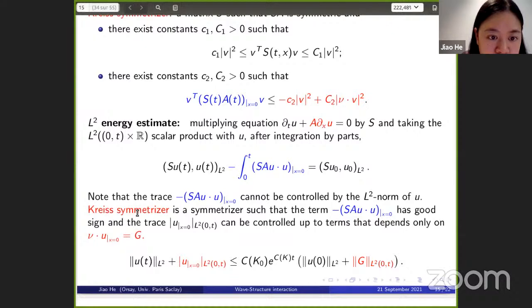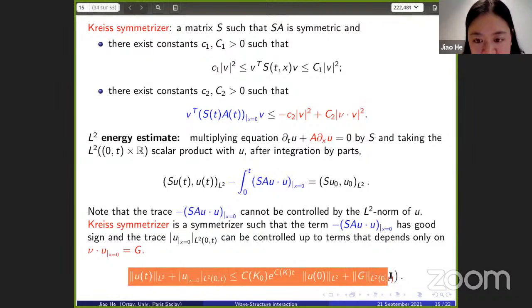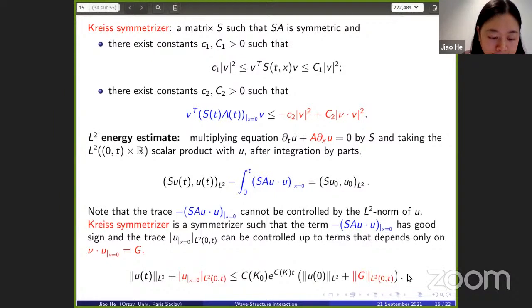So a Kreiss symmetrizer is a symmetrizer such that this term has a good sign, and this trace can be controlled up to the terms that depend only on the boundary condition, this one. This is why we have this red term in the properties of the Kreiss symmetrizer. This term is linked to the boundary conditions, and so we get the L2 energy estimate as follows.